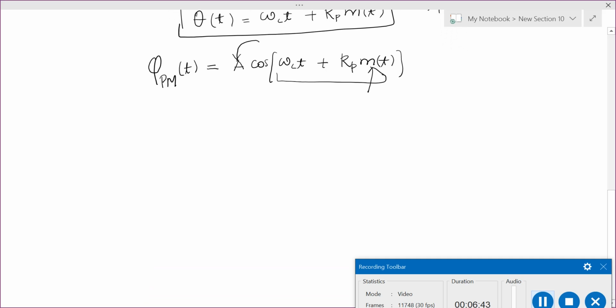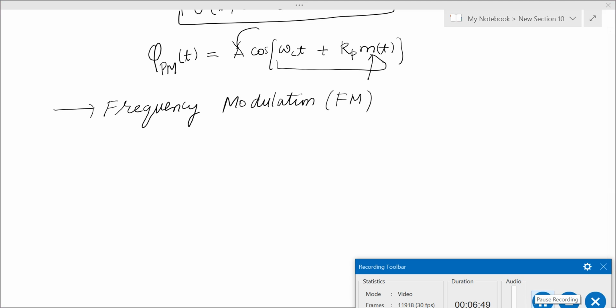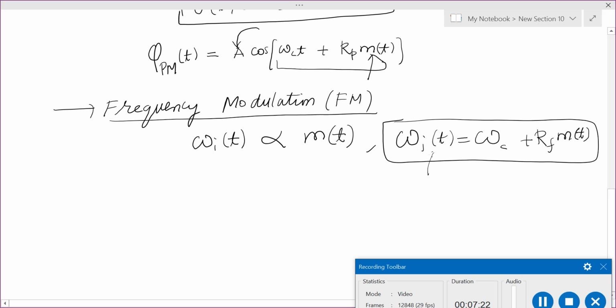But we can do another thing, we can make frequency proportional to this message signal, that's called frequency modulation. Okay, so what we do in frequency modulation, we make the instantaneous angular frequency omega_i proportional to m(t). Now we just saw a few minutes back that omega_i(t) is equal to omega_c plus k_f m(t), right?